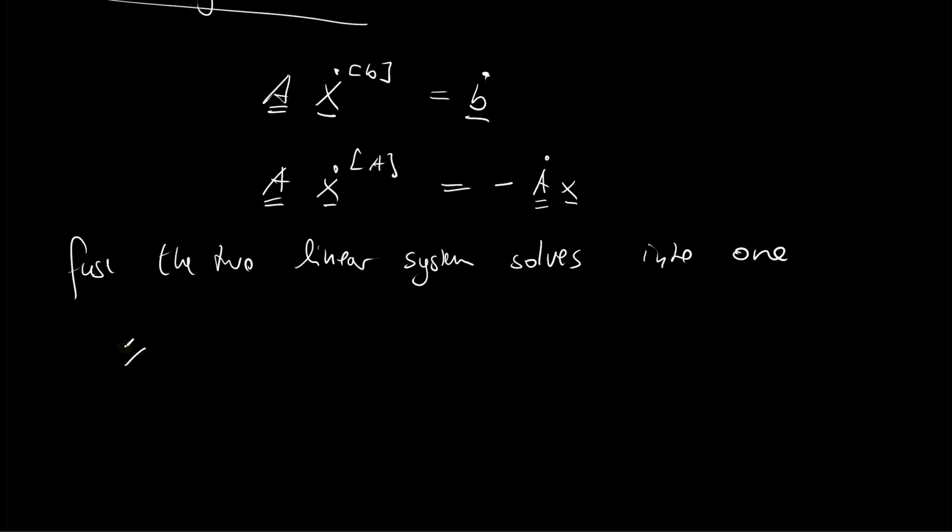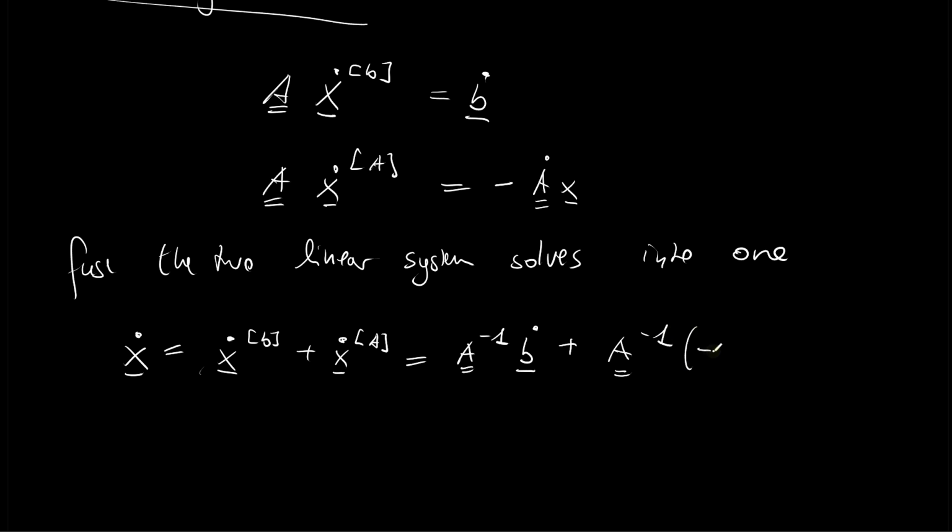And by this, we know that the x tangent dot is given as the contribution of the x tangent from B plus the contribution of the x tangent from A. And let us now loosely speak in terms of matrix inverses. So this will be the inverse of A multiplied with B dot. So this is from this contribution here, plus the inverse of A multiplied with minus A dot x.